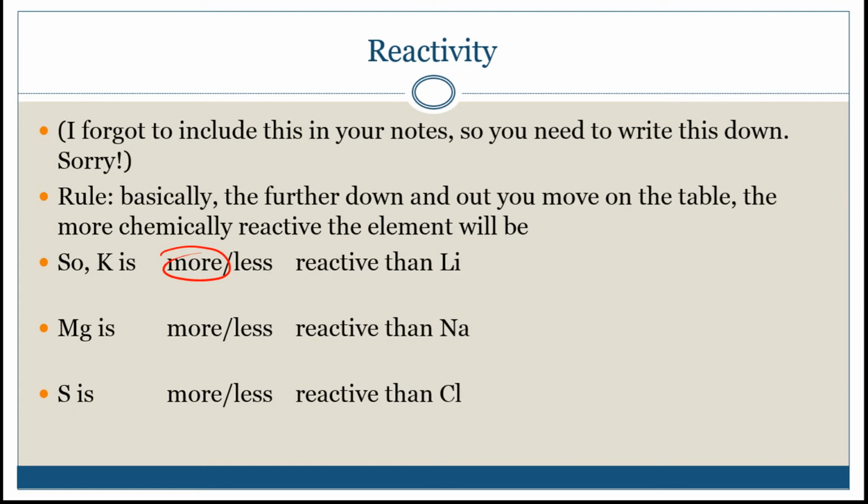Find Mg on your periodic table. What number is it? 12? And then find Na on your periodic table. Sodium is element number what? 11. Okay, so as you move downwards and as you move outwards, we're more reactive. So is magnesium more or less? Is sodium further out than magnesium? So sodium is more reactive. Magnesium is going to be less reactive. As you move out and down, you get bigger boom.